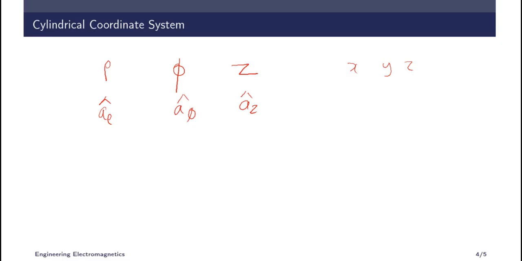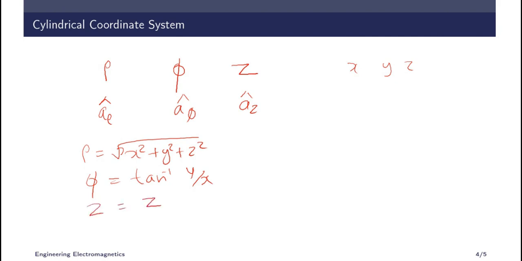So I can move back to this one. I can write rho is equal to square root of x square plus y square, and what is phi? Phi is equal to tan inverse y by x. And what is z? Z is equal to z itself. Correct? So this is how I reach that point.